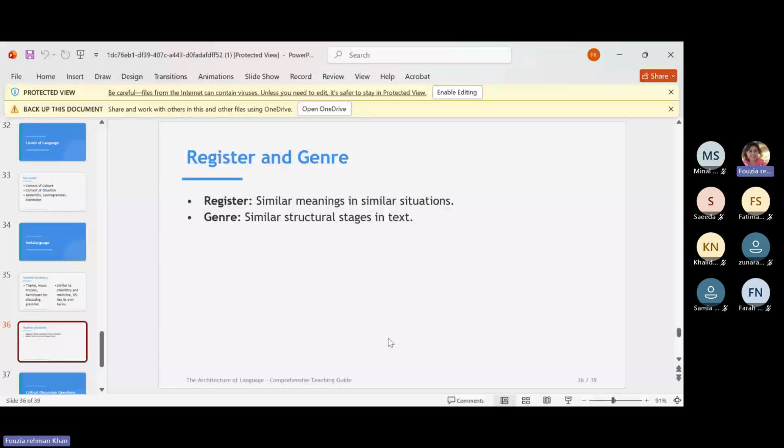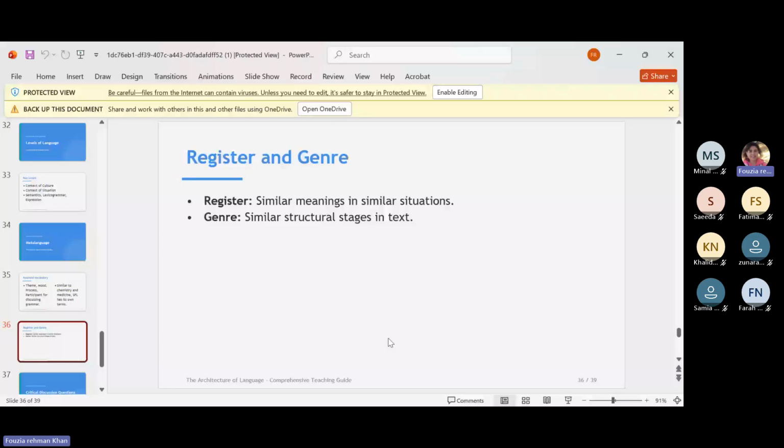Whereas you differentiate genre as similar structure stages in a text. If you're looking at a poem as a genre, it will have stanzas. This is the similarity in structural stages. If you're looking at an advertisement, it will have a text, or maybe the text accompanies a picture, and the language would be persuasive. The language would be convincing. So that would be the genre of advertisement.